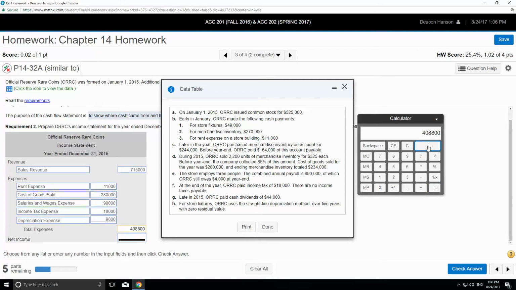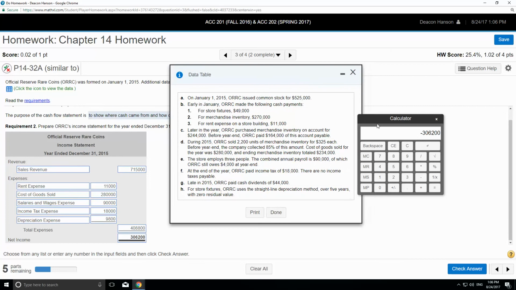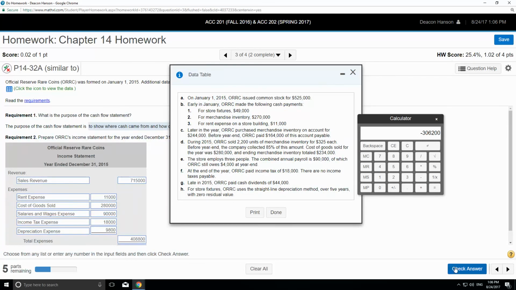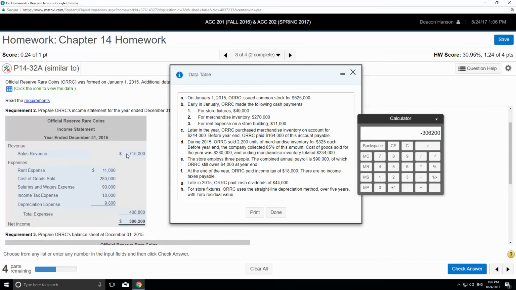$11,000, $280,000, $90,000. So I got total expenses of $408,800. And if I subtract that from net income, I mean from revenue, I get... gotta take that minus sign off of it here. $306,200. Oops. So we got it right.